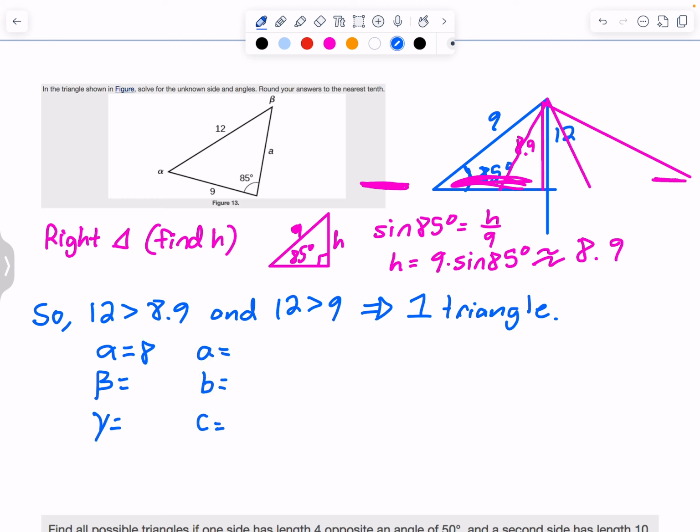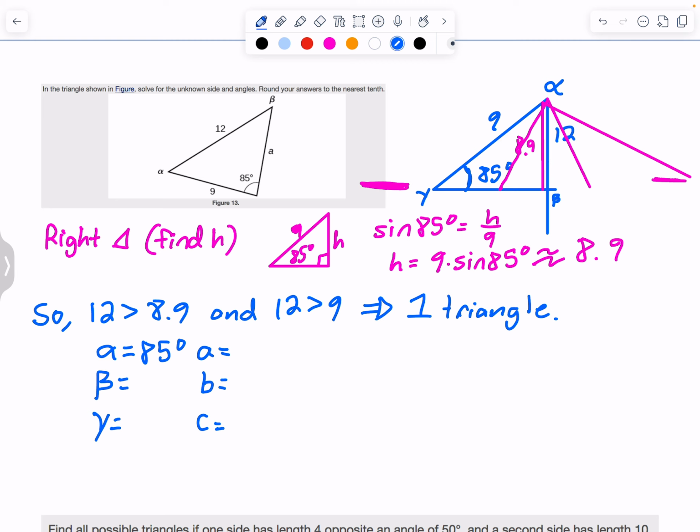I know alpha is 85 degrees. And then what else do we have? We drew all over it over here, but right. Oh, we probably should label everything because it's kind of confusing. So between 12 and 9, that's alpha. That means the 85 degree, that's a gamma. And then this is beta. Okay. That makes that a little better.